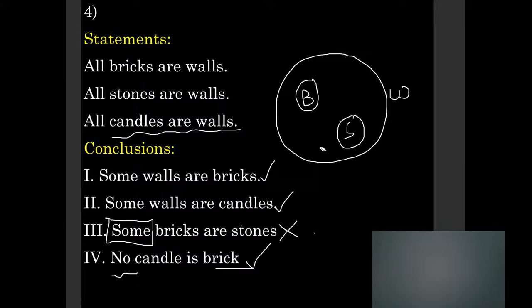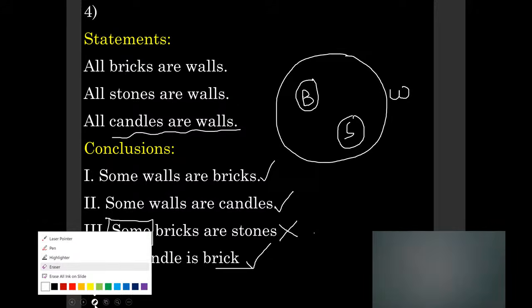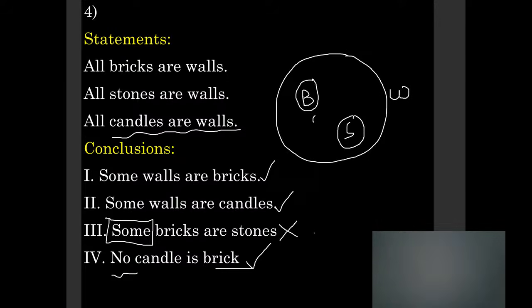That means you should intersect candles and bricks. I am just intersecting candles and bricks. Now as these two are intersected, no candle is brick is wrong, because no means it should not intersect, but here they are intersecting. So you can take it as false. But we should check whether our diagram is correct or not.